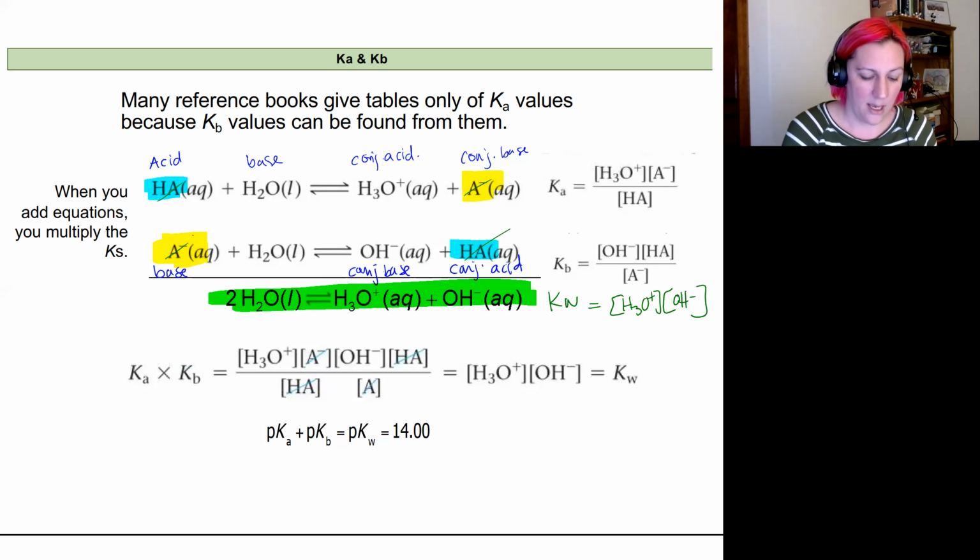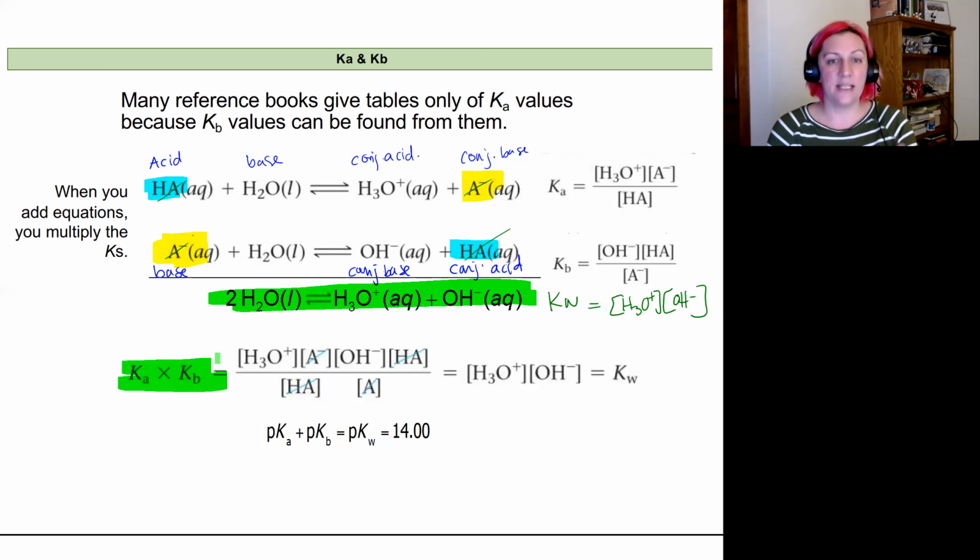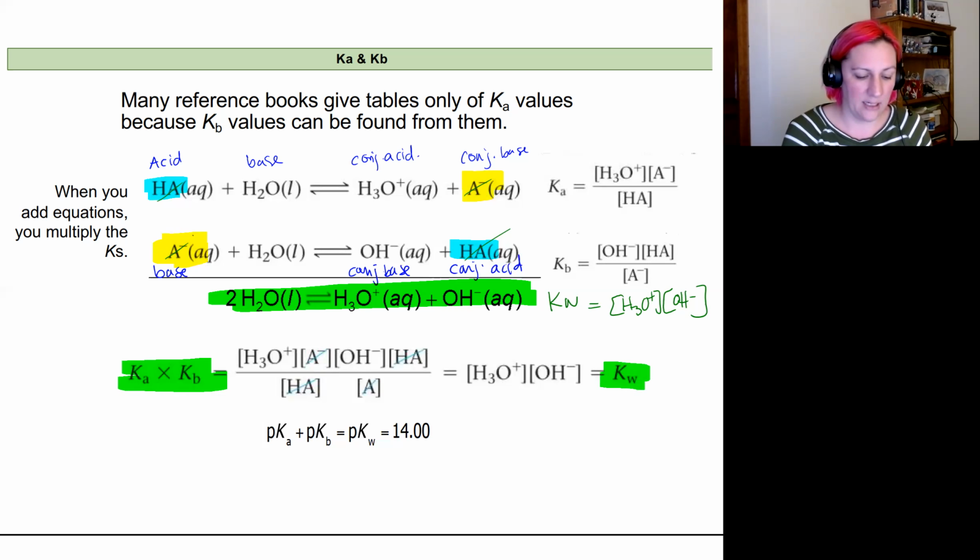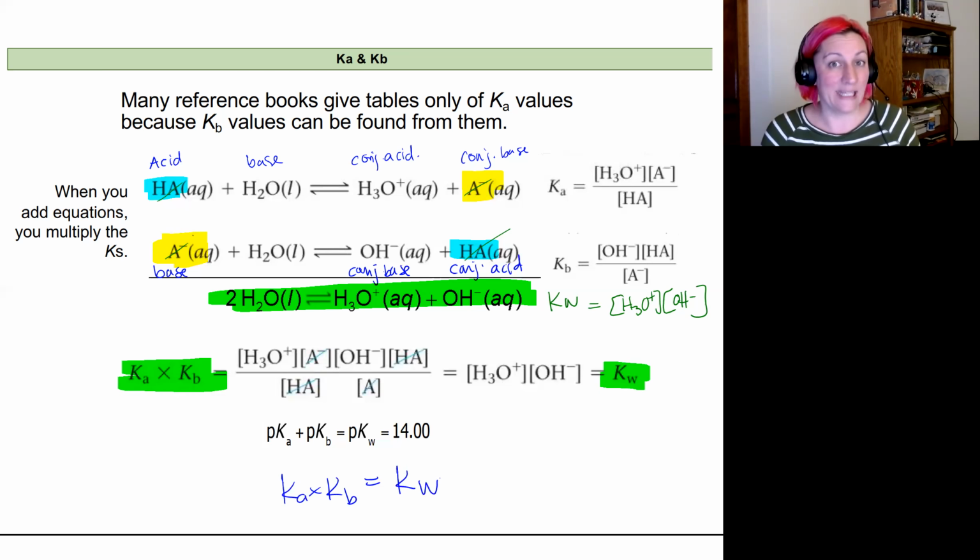And when I do that, I can see that this A minus, my conjugate base, will be on the top and the bottom of my equation, and my acid will be on the top and bottom too, and those can cancel out. And I'm left with H3O plus times OH minus, right, which is Kw. And so the overall expression is Ka times Kb equals Kw. So if I know one, like Ka, and I know Kw, because that equilibrium constant is always 1 times 10 to the negative 14th, then I can calculate Kb.